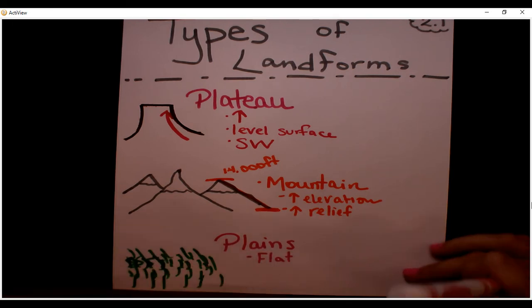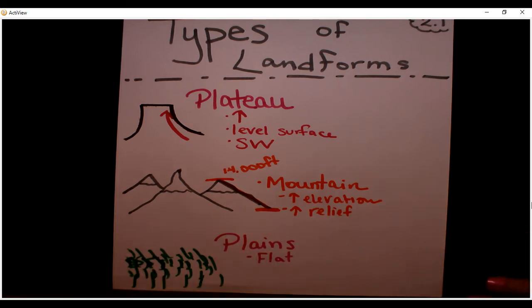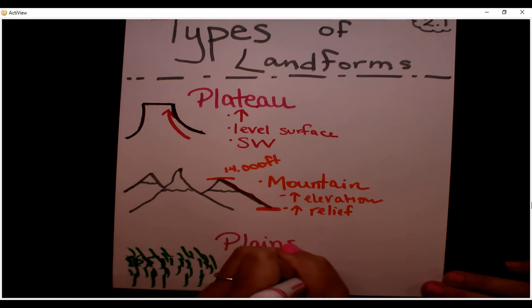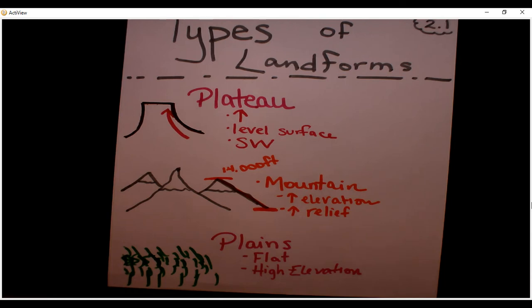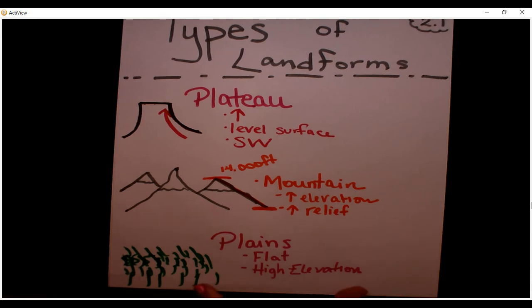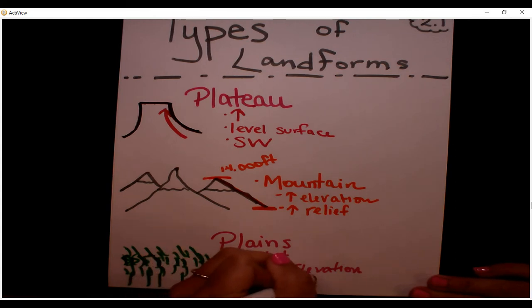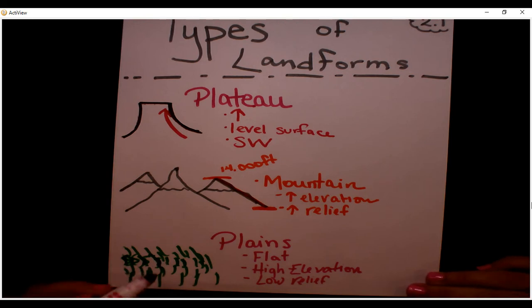However, one thing to note here is that plains can have a high elevation. So what this means is, like, if you are driving out to Colorado, you may have a plain area that doesn't have mountains, but it does have that high elevation. But they will always have a low relief, meaning there's no distance between one point to another.